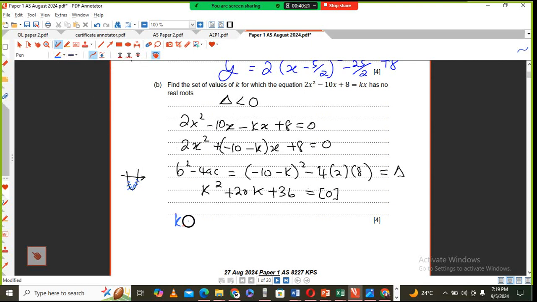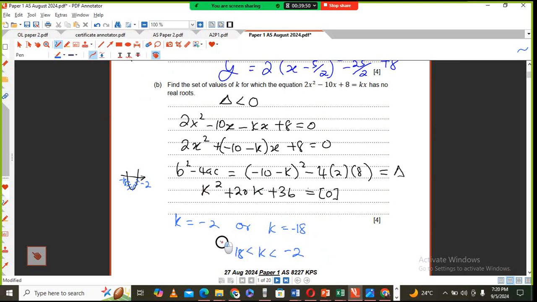Once you calculate, you get k equals negative 2, or k equals 18. No, not 18, but negative 18, I believe. Yes, negative 18, where negative 18 is obviously smaller than negative 2. Someone actually went and switched them around. Sorry, the negative 2 must come that side. And because of that, you lost the mark.